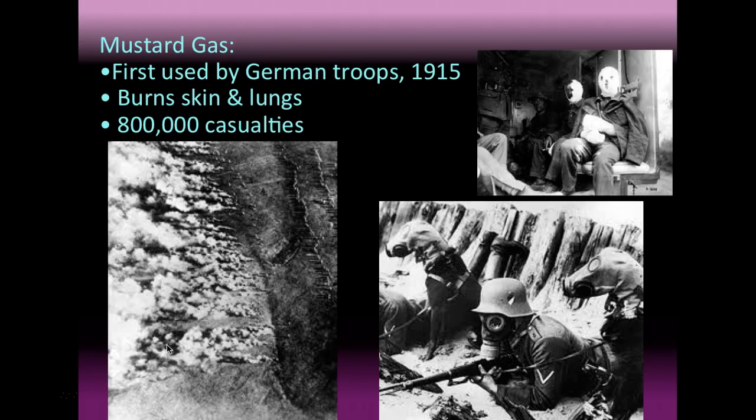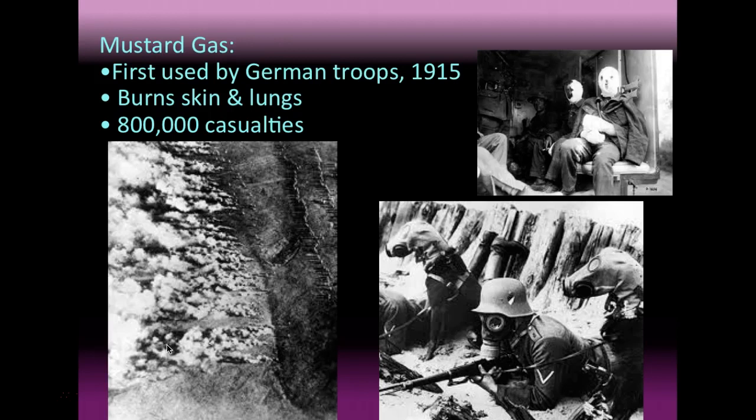This is what mustard gas looks like. It's sprayed down a line, usually when it's a windy day, so that it'll be carried farther across a field. It was first used by German troops in 1915, and overall during World War I, 800,000 people and animals were harmed by that. But in this case, we're just talking about humans.